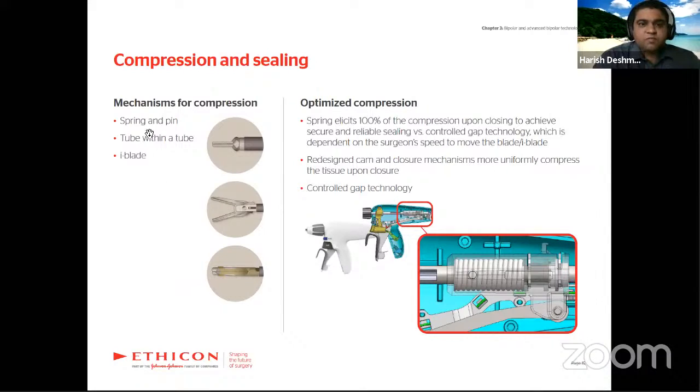There are different types of mechanisms of compression. There is a spring and pin configuration, where you can see the jaws type, then a tube within a tube. This is what we see within the tube. This is the spring and pin mechanism, which is basically just like a crocodile mouth. Then we have an I-blade compression, which is basically from Ethicon.